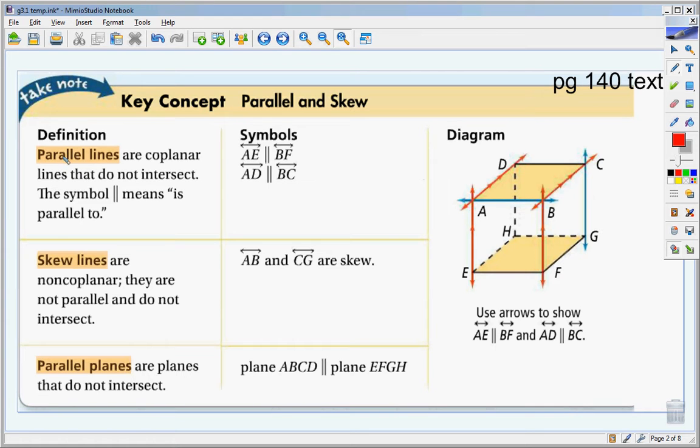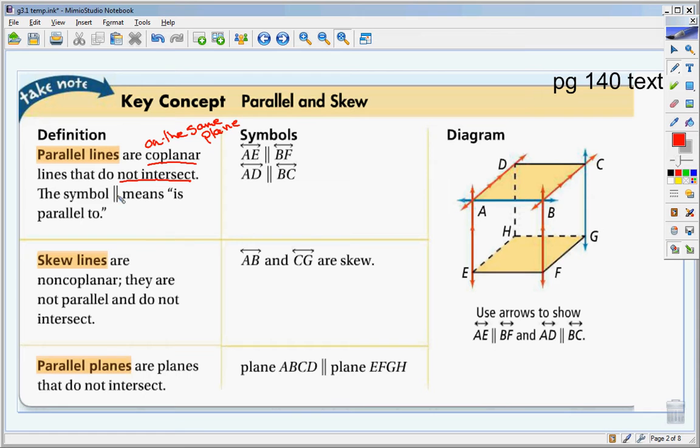First off, in order for lines to be parallel, they have to be coplanar. This is on page 140 in your textbook. What does it mean to be coplanar? They're on the same plane. So you can see that we're using that definition that we talked about earlier this year here. So they have to be on the same plane, and they also have to not intersect. In other words, they're not going to run into each other.